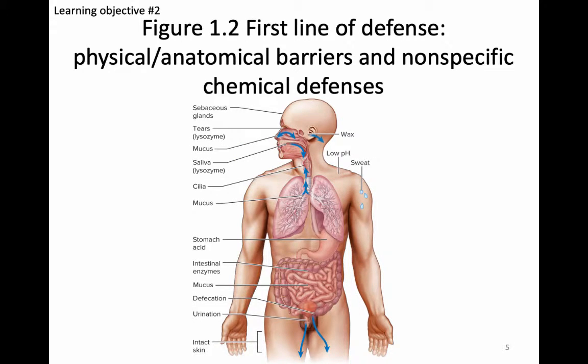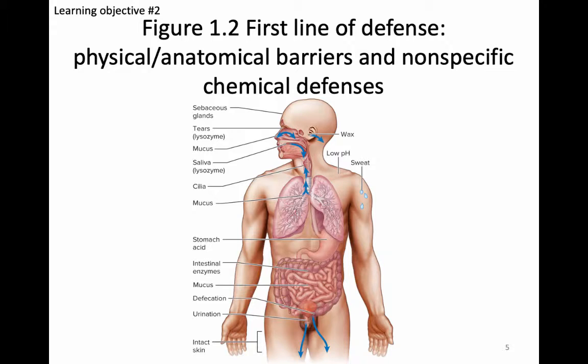We also, in the first line of defense, have several physical, anatomical, and chemical defenses that prevent entry of microbes into the body. Some examples of physical or anatomical barriers are the skin, which is a collection of epithelial cells that are very tightly bound together and create a very impenetrable barrier that will be difficult for microbes to get past and get into the host.